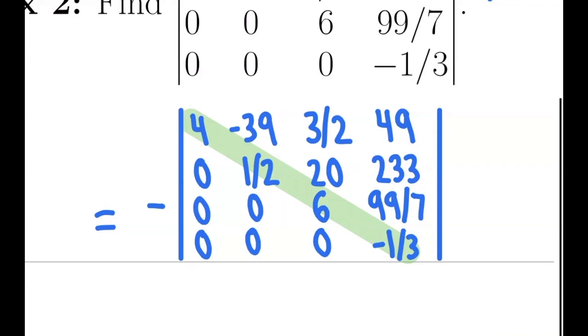It's related to that. So this is called an upper triangular matrix. If this were a matrix, it would be called an upper triangular matrix.